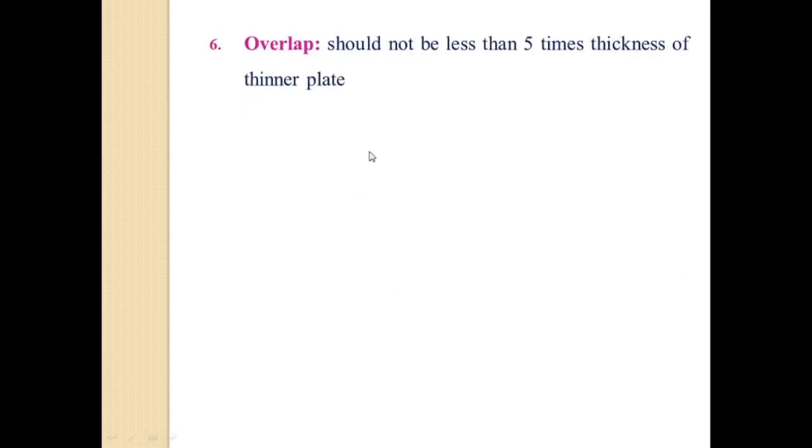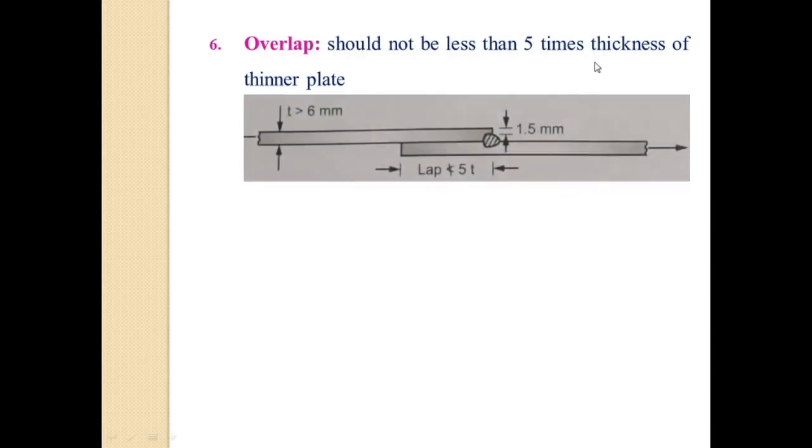Next is the overlap. Overlap of the joint should not be less than 5 times the thickness of the thinner plate. Here we can see the two plates overlap each other. So this overlap of the two plates should not be less than 5 times the thickness of the thinner plate.